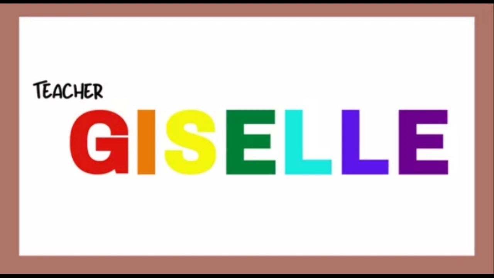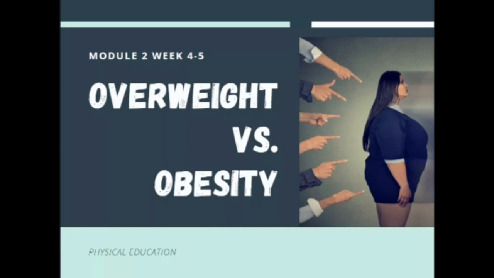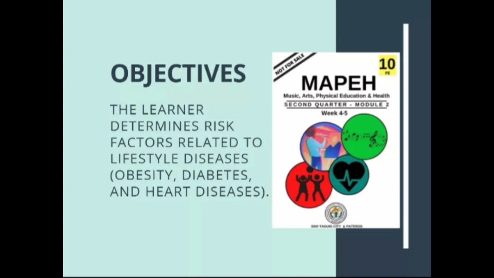For today's topic, we will discuss the component physical education. And our topic is all about overweight versus obesity. Our goal for today's topic is for you to be able to determine the risk factors related to lifestyle diseases such as obesity, diabetes, and heart diseases. In this lesson, you'll discover the health consequences of excessive body weight and common eating disorders that individuals might develop once we start taking our health for granted.